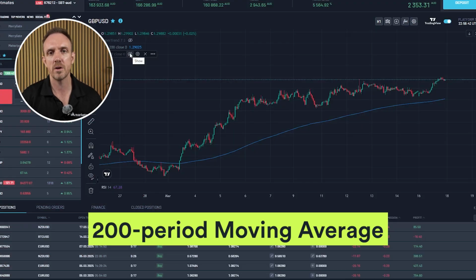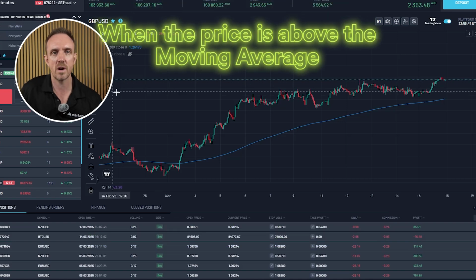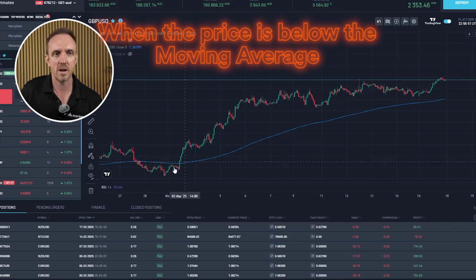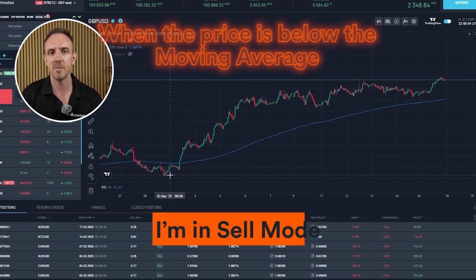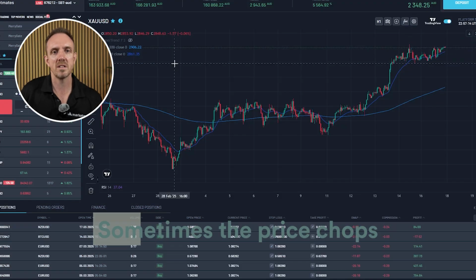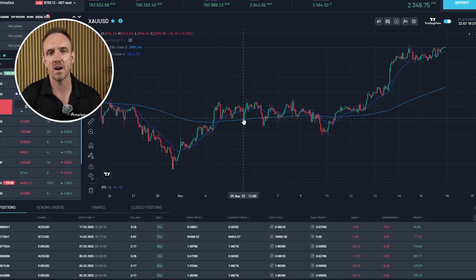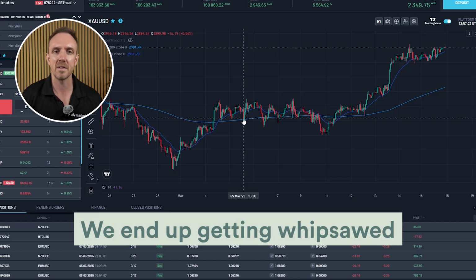I use a 200 period moving average to help me identify the long-term trend. So when the price is trading above the moving average, this means I'm in buy mode. When the price is trading below the moving average, this means I'm in sell mode. You'll notice that sometimes the price chops around the moving average. So if we were getting long or short every time the price moved above or below the moving average, we'd end up getting whipsawed out of our trades.